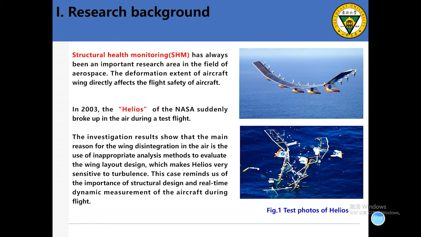The investigation results show that the main reason for the wing disintegration in the air is the use of inappropriate analysis methods to evaluate the wing layout design, which makes Helios very sensitive to turbulence. This case reminds us of the importance of structural design and real-time dynamic measurement of the aircraft during flight.